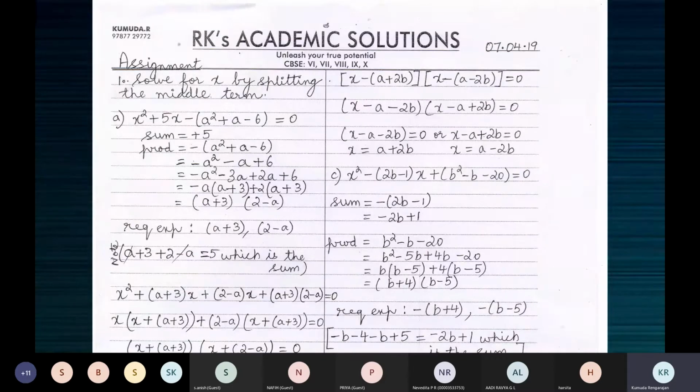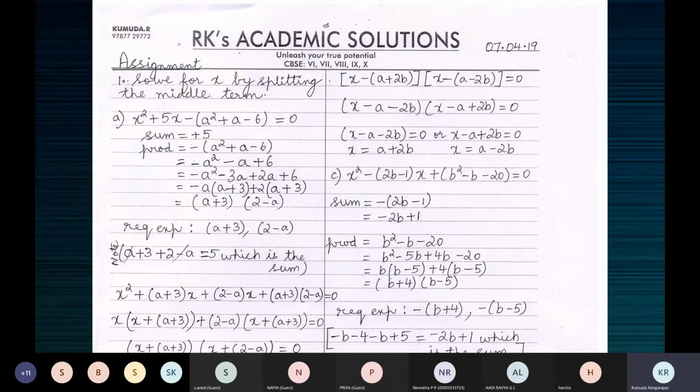ax square plus bx plus c. Ax square plus bx plus c is the standard form of a quadratic polynomial in one variable x. In one variable x, correct? Yes, ma'am. And what are the conditions?